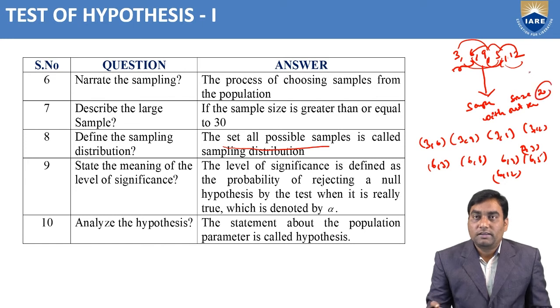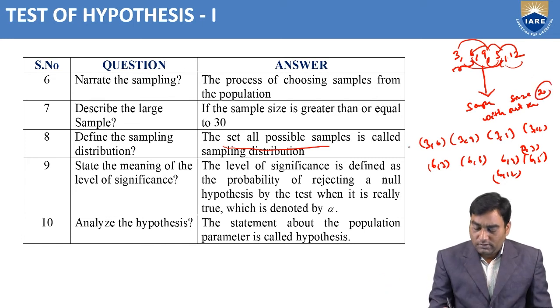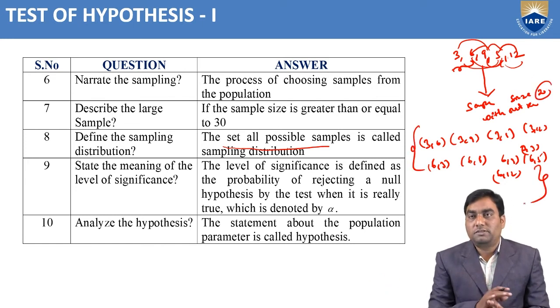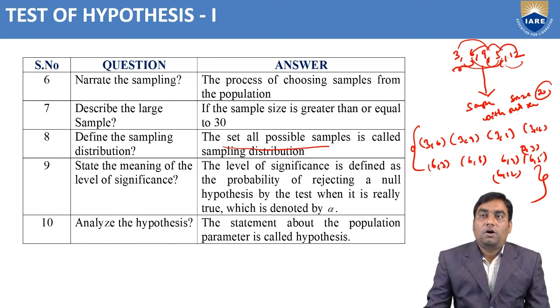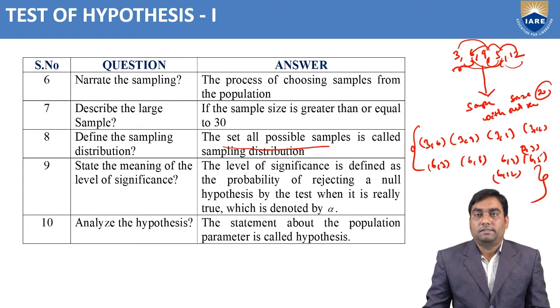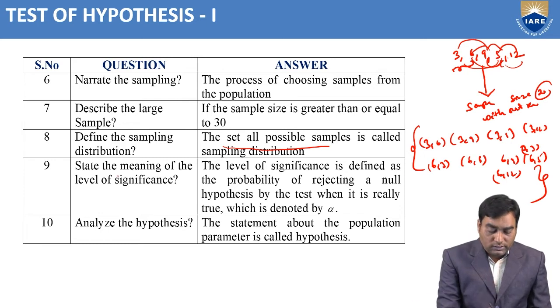These are the possible samples. The set of all possible samples is called sampling distribution. Now, what is the next definition?